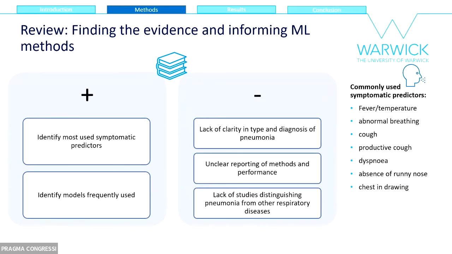It was often very difficult to tell how the pneumonia diagnosis was made in the specific papers, or even, in fact, where the data came from. And it was also unclear how exactly the methods were performed, so the overall reporting was fairly low. And the majority of studies were only looking to distinguish pneumonia from healthy patients, which, when you're thinking about a screening tool, is perhaps not so useful when you're likely to see different respiratory diseases presenting at the same time.